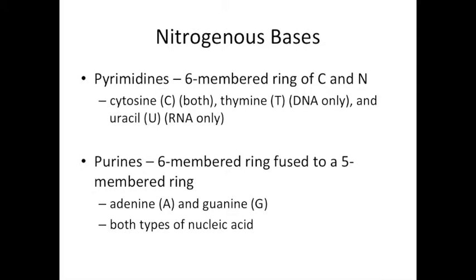Purines have a 6-membered ring fused to a 5-membered ring. Adenine and guanine are purines. These, along with cytosine, appear in both types of nucleic acid.